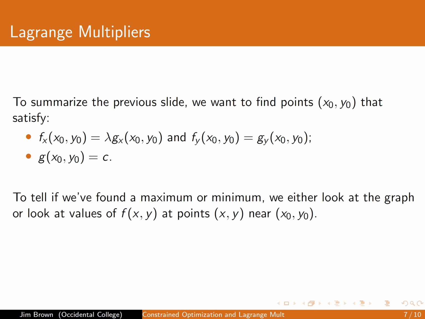And then once we found those x0s and y0s, to find whether they're a maximum or a minimum, we either look at the graph, how we did above when we were looking at graphs, or we can look at values of f(x,y) for points (x,y) that are near (x0, y0) to see whether, if it's a maximum, then all those f(x,y) should be less than or equal to f(x0, y0). And this lambda that we have above for the scalar, this is referred to as a Lagrange multiplier.